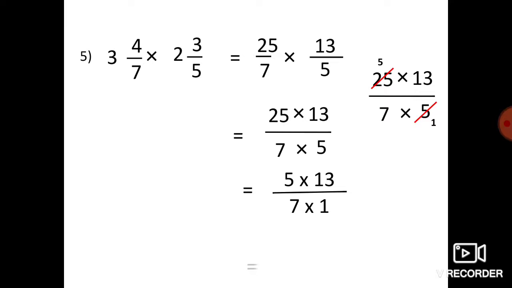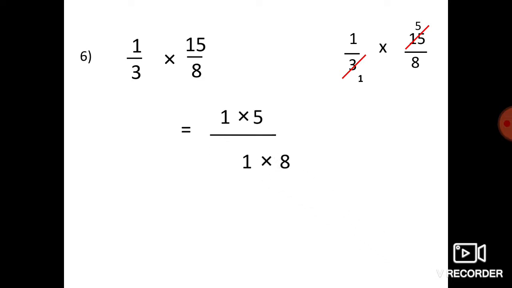5 into 13 is, what is the answer? 65 by 7. This is the easier method. Here we transpose the same fractions into the working column, then reduce. After that we can multiply. Otherwise you will get a bigger number, and then the reducing is more difficult. So we can use this method.